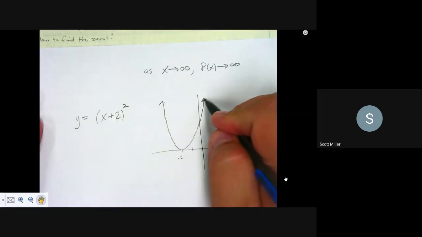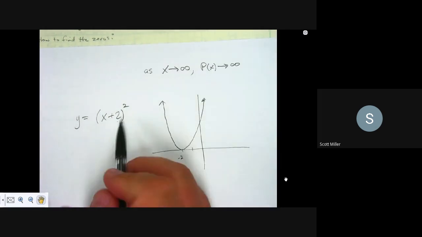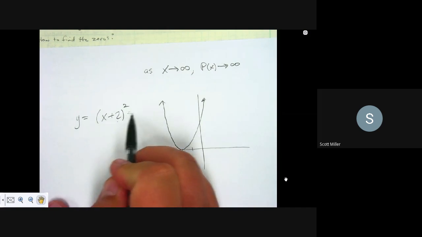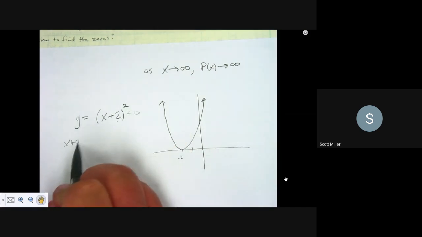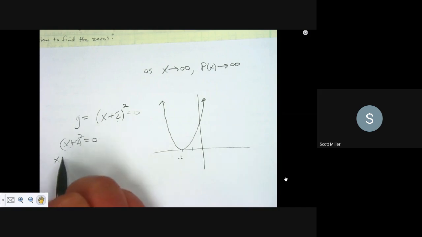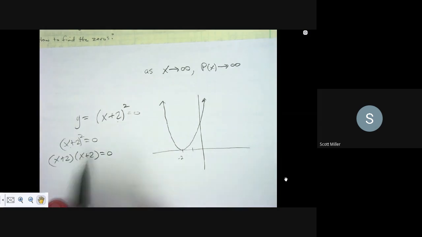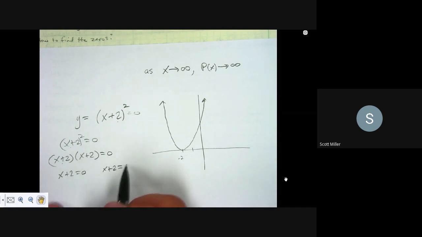Well, a repeated 0, okay, we're talking about this. So I can take this, I can set it equal to 0, which means I have (x + 2) squared equals 0. Well, this means (x + 2) times (x + 2) equals 0. So I have the same thing twice. By solving this right here with Algebra 1 techniques, we get x equals negative 2 and x equals negative 2. The same answer twice.